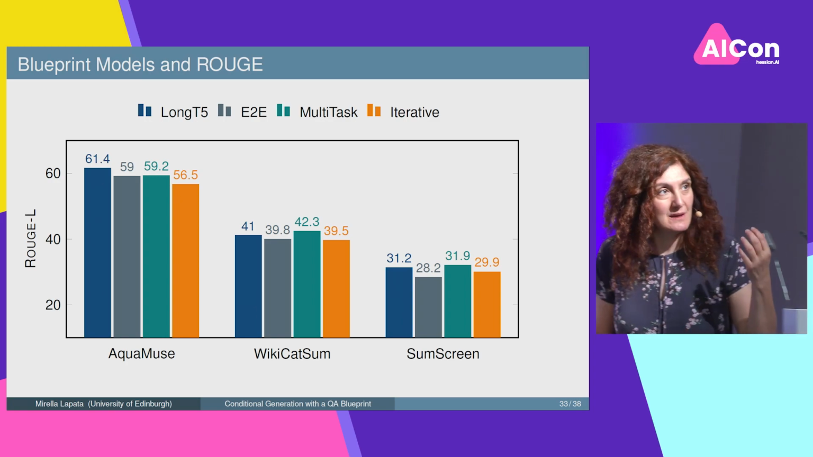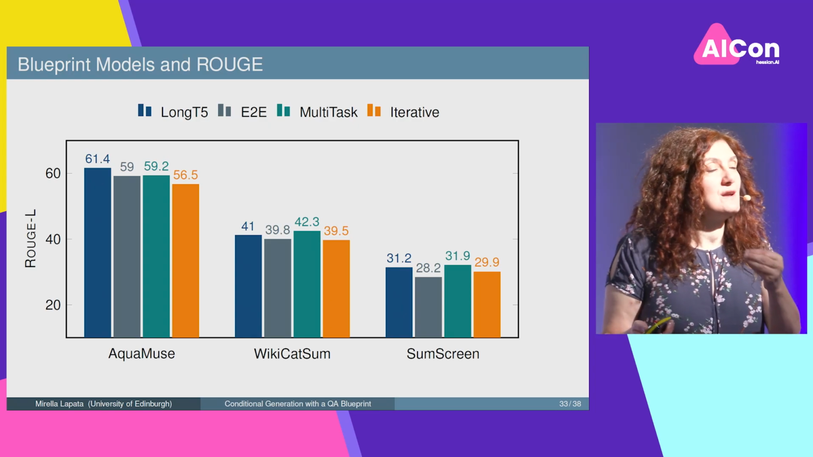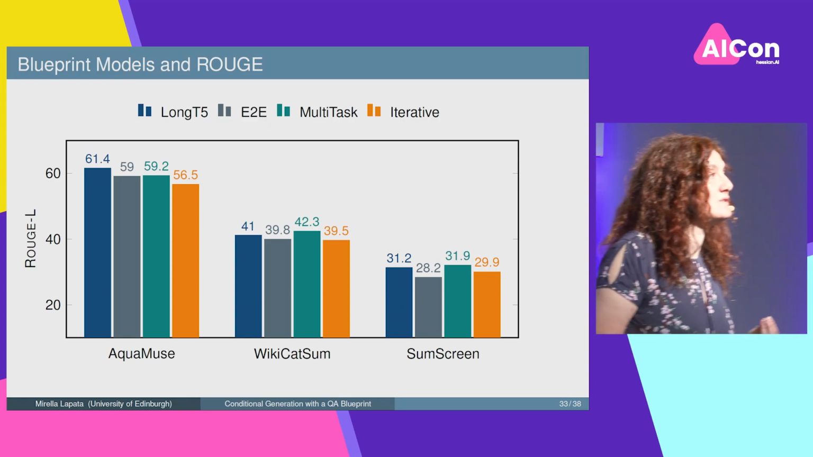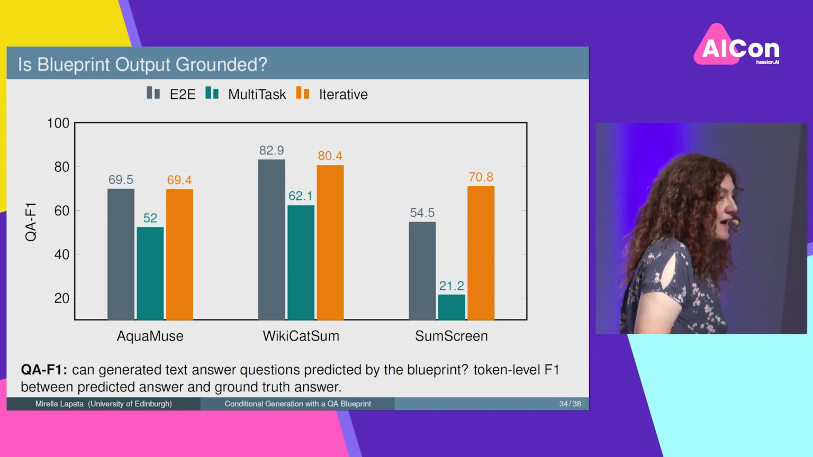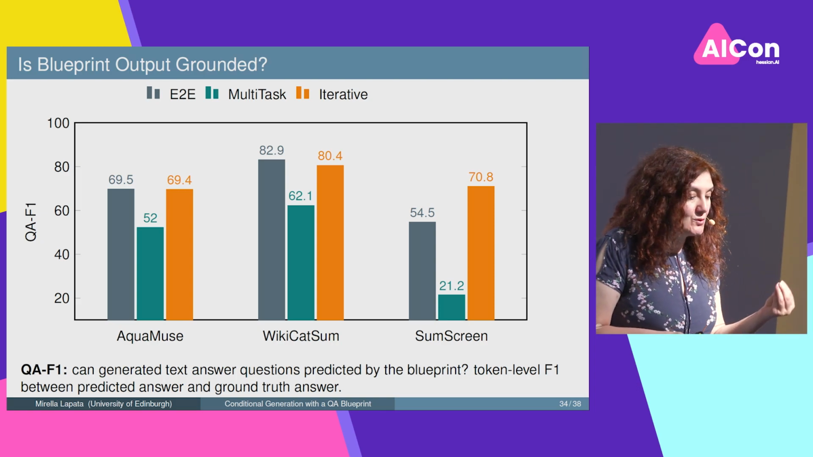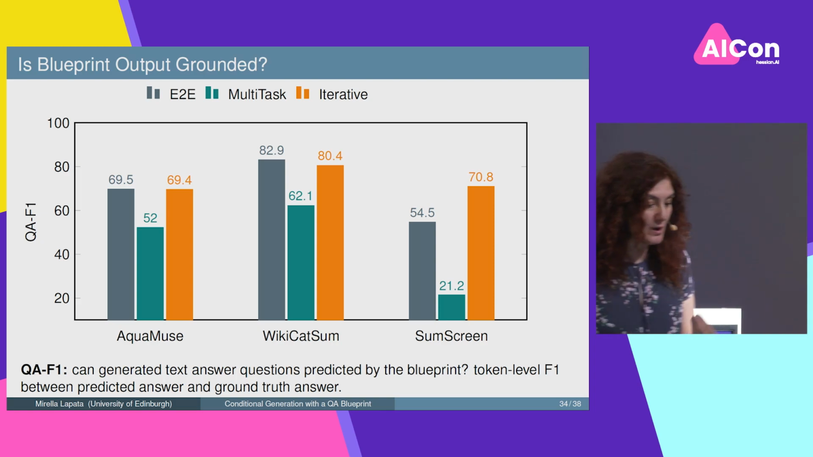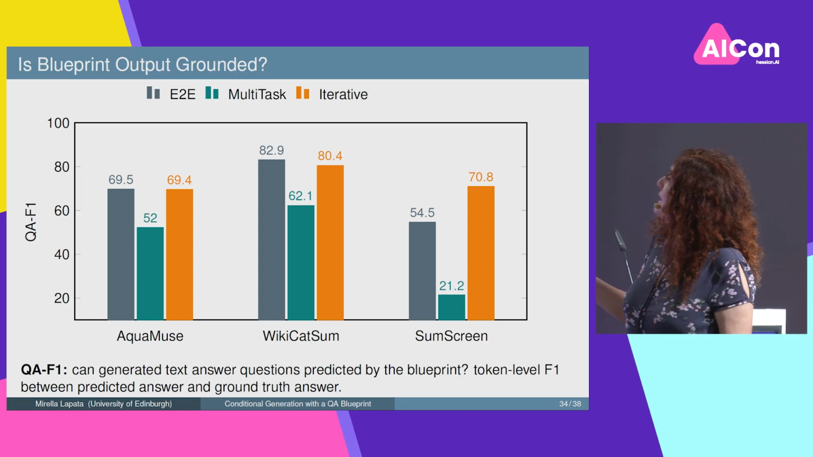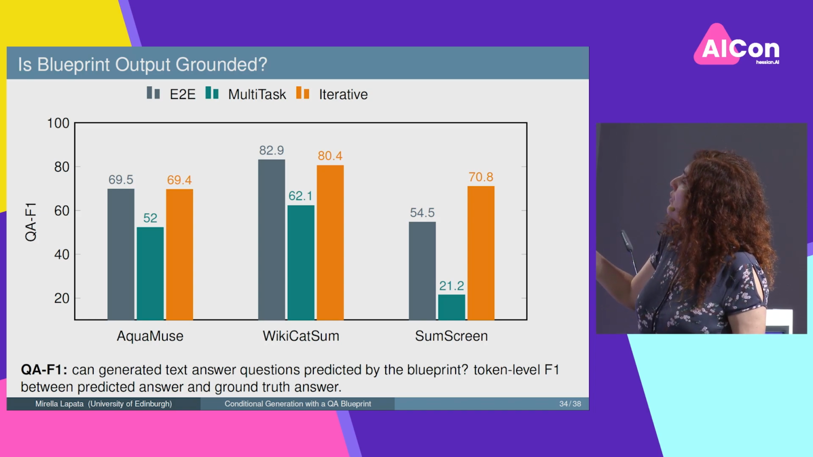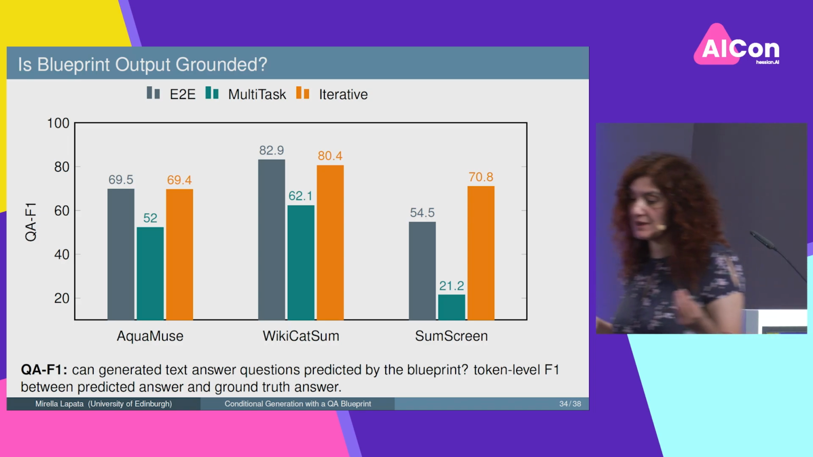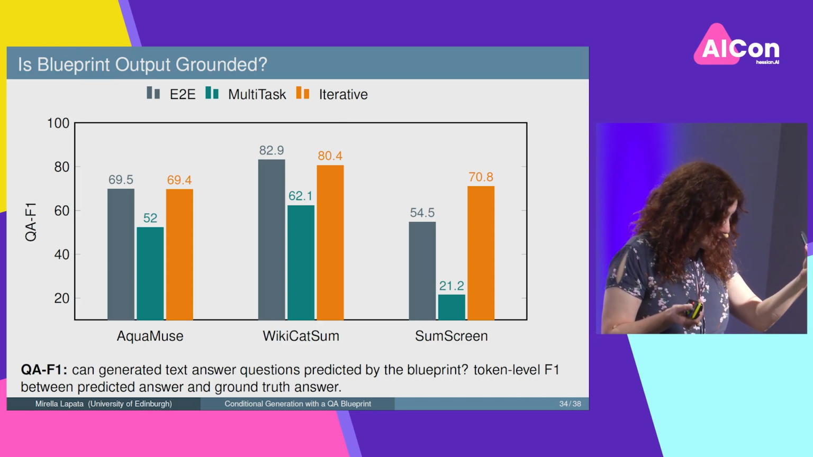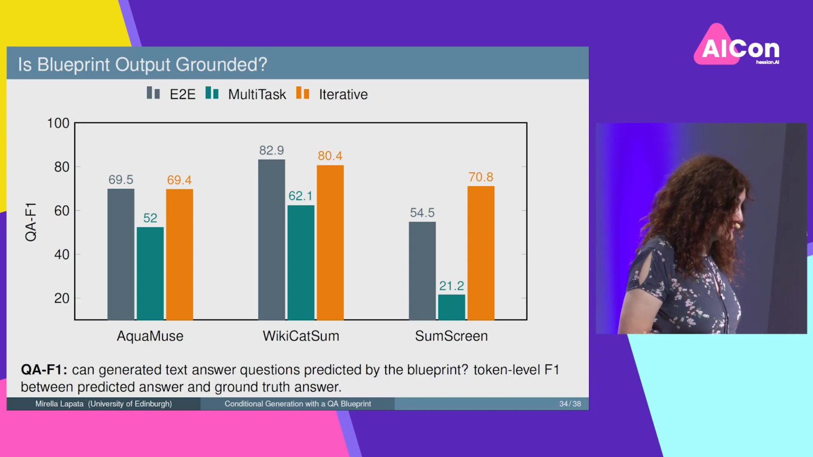So we can very simply see if the summary the model generated gives the right answers to the questions that are in the blueprint. We can treat this as a question answering task. And this is what this evaluation does. We ask the question, can the generated text answer questions predicted by the blueprint? And you can see here that in 𝐸₂, the difference between the two models in the dialogue summarization task is huge. And if you have an iterative model that actually plans ahead step by step, it can produce better summaries and better blueprints.